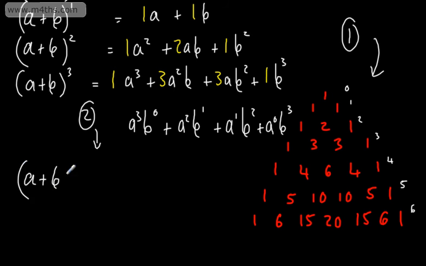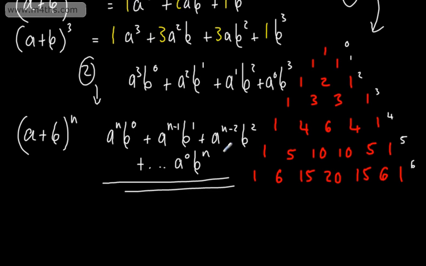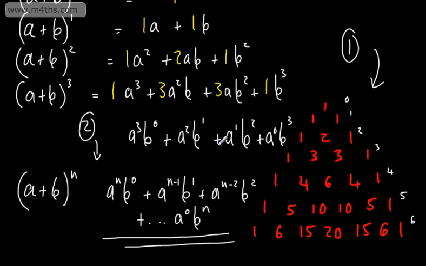A plus b to the power of n will give us now a to the power of n, b to the power of 0, plus a to the power of n minus 1, b to the power of 1, plus a to the n minus 2, b to the power of 2, right the way up to a to the power of 0, b to the power of n. So that's the pattern, these are the coefficients, and we simply go ahead and substitute in. So you might say, well, this is a lot to remember. It really isn't, and it's relatively straightforward when we look at some examples.